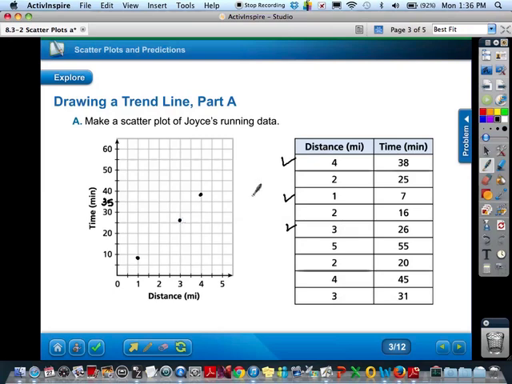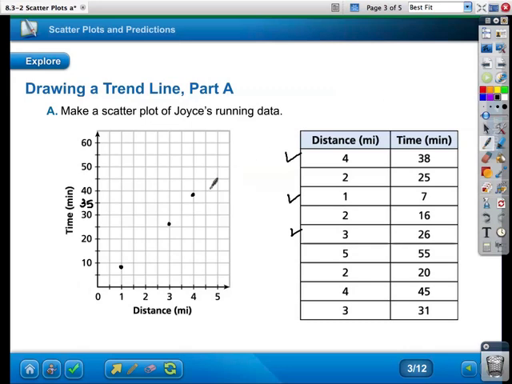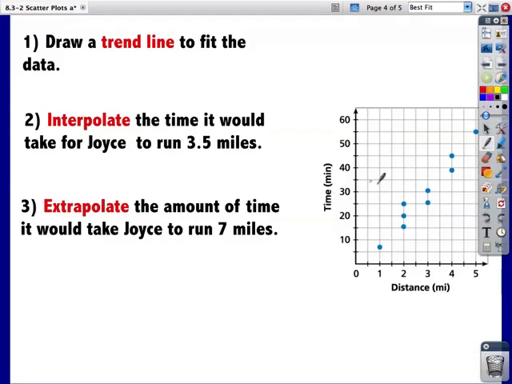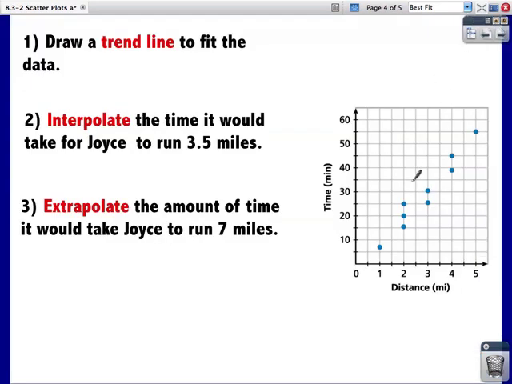Okay? Already, even though I've only graphed 3 points, it looks like we're going to have a positive association. And that makes sense because the longer you run, the more time it would take to run. That's a pretty basic concept. So we're probably going to be seeing a positive association of this data. As the distance goes up, so does the time. All right. So this is a completed scatter plot of that data.